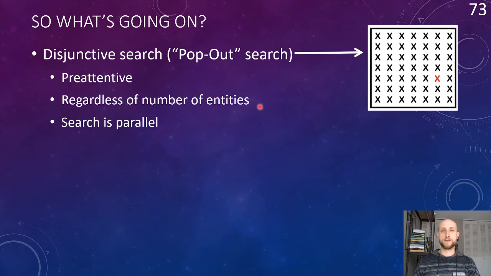And we can do this regardless of the number of entities. I could have had 10,000 X's, assuming you can fit it all within your visual field. If I have this one red X, you're still going to notice it pre-attentively because your senses pick up that there's a distinction immediately. And so this search happens in parallel because it's pre-attentive, you just kind of get it. You're looking through everything and you see it, so the search of all the items is happening all at the same time, in parallel.